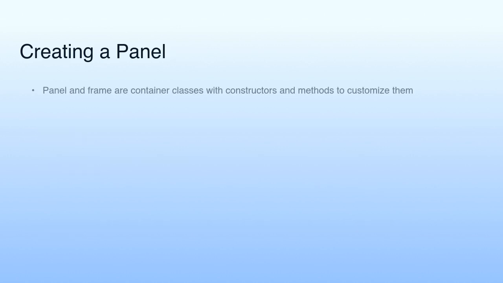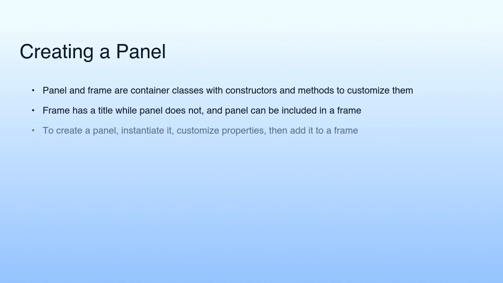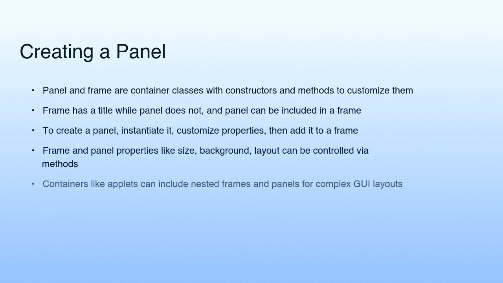Panel and frame are both container classes with constructors and methods to customize them. While frame has a title bar, panel does not, and it can be included within a frame. To create a panel, instantiate it, customize its properties, then add it to a frame. Properties like size, background, and layout for both frame and panel can be controlled via methods. Containers like applets can include nested frames and panels for complex GUI layouts.